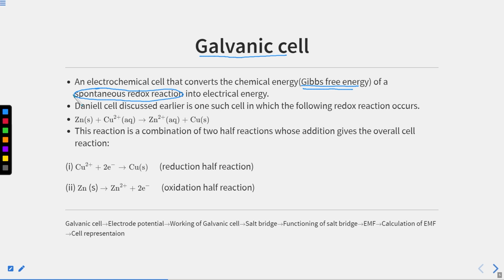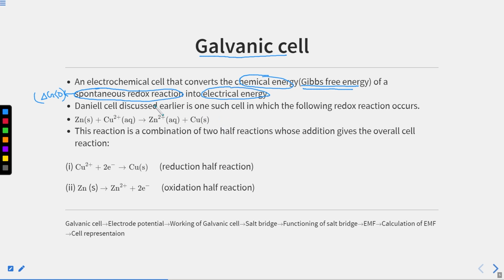I mentioned it in the previous class also, and I am saying it again: a spontaneous reaction is one whose delta G is negative. If a reaction has a delta G value less than 0, a negative value, then it will occur spontaneously, and the energy that is produced is used to make our electrical energy. So the chemical energy, the Gibbs free energy, is used and electrical energy is produced.